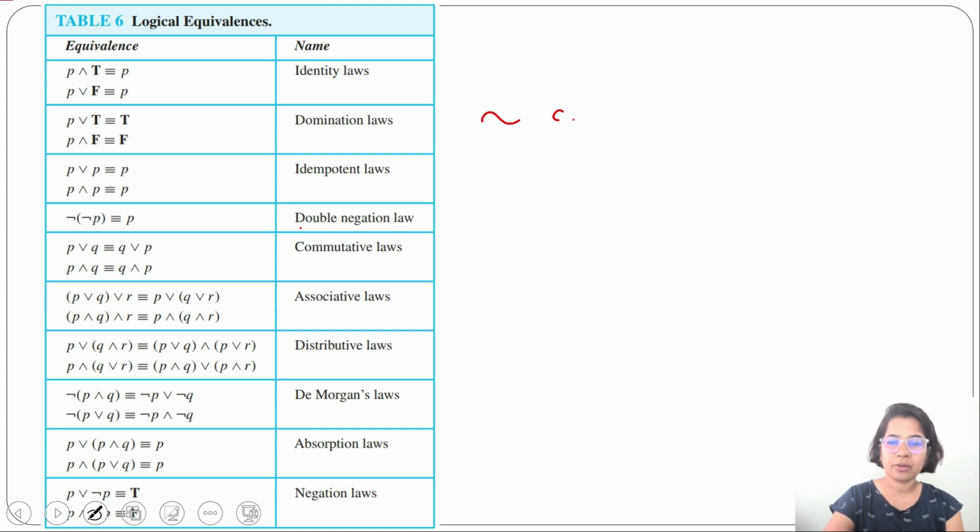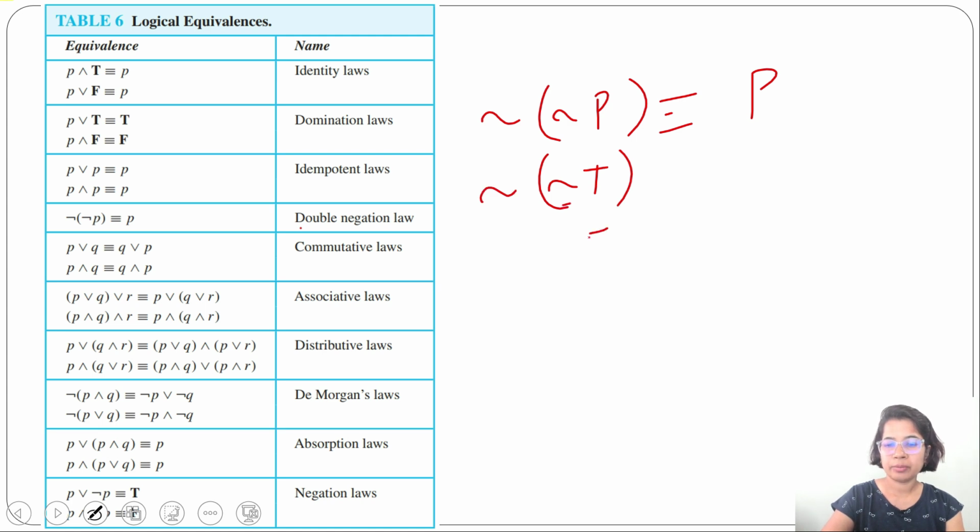So negation of negation P is equivalent to P. Suppose P value is true, then true negation and negation. Now true negation will be false, then false negation is true. So if P value is true, negation of negation P is also true.